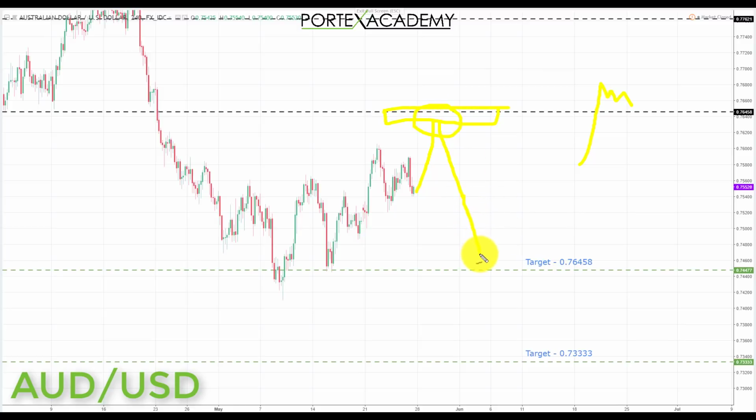And we're going to be looking down towards the first key area of support to the downside and the target set, the 0.76458. And if we can get a breakthrough here, we're going to be looking down towards the next key area of support to the downside and target 2 at the 0.73333.